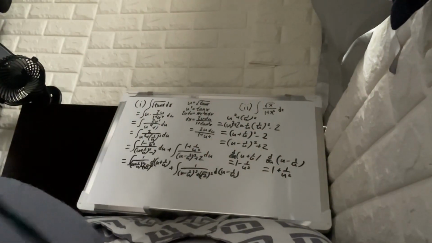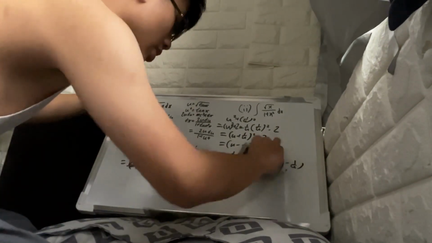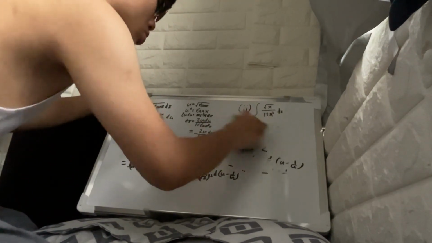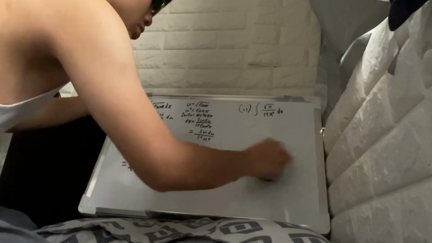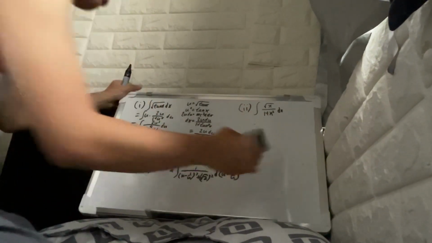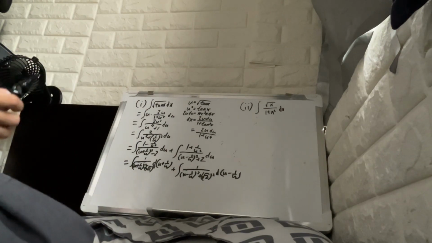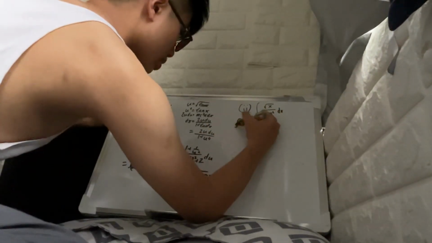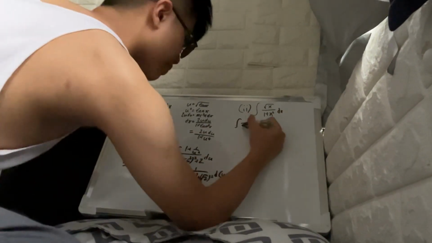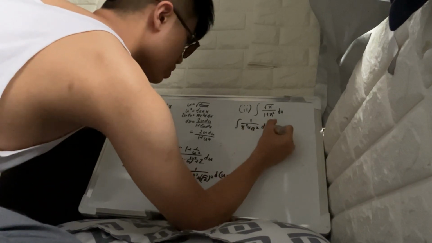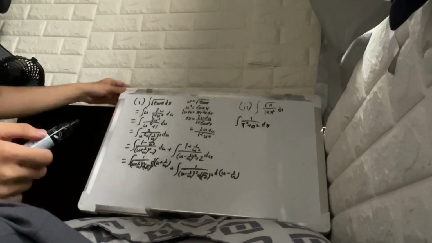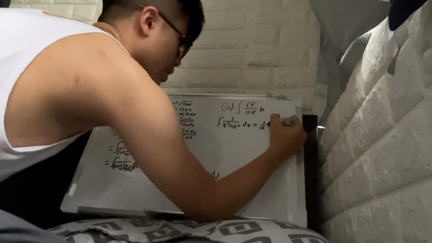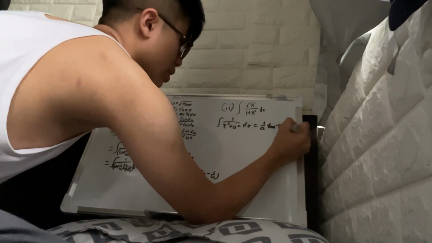We don't have enough space, so let me erase this, the complete square part. Here's the deal right now. Whenever you are going to integrate 1 over x squared plus a squared dx, we only get one formula, I think. This is just the most common one. 1 over a times inverse tangent of x over a plus c.